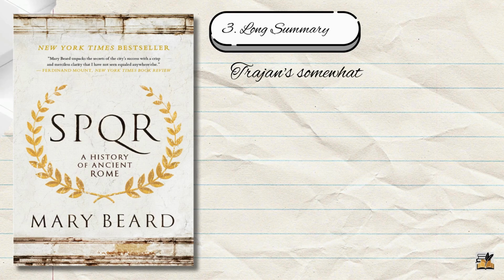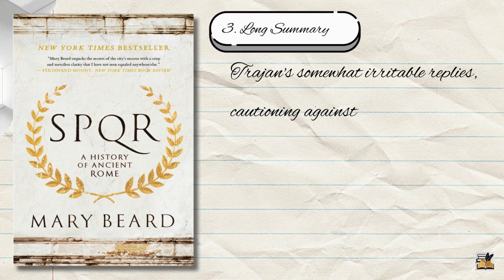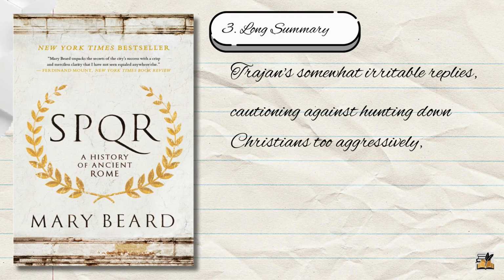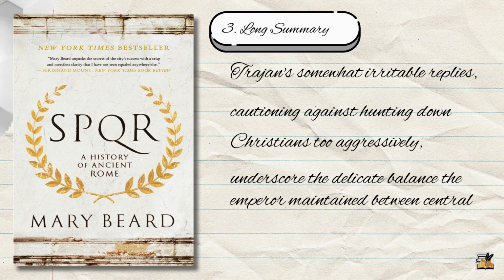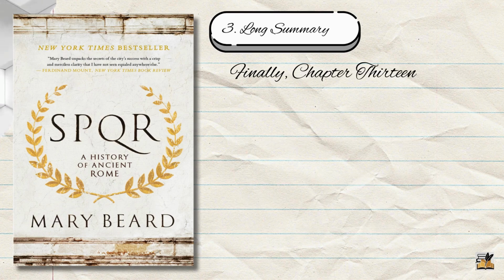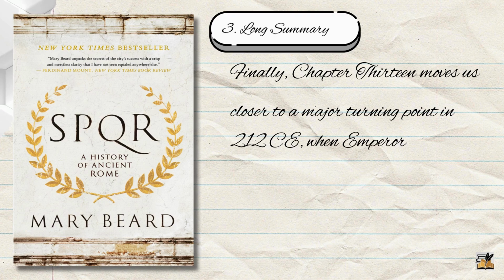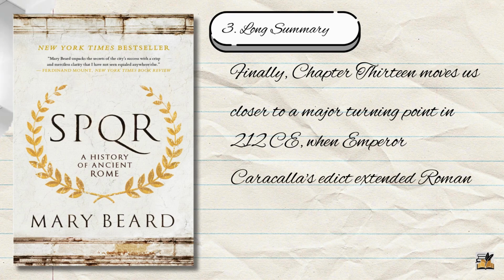Trajan's somewhat irritable replies, cautioning against hunting down Christians too aggressively, underscore the delicate balance the emperor maintained between central control and the realities of local governance. Finally, Chapter 13 moves us closer to a major turning point in 212 CE, when Emperor Caracalla's edict extended Roman citizenship to all free inhabitants of the empire.